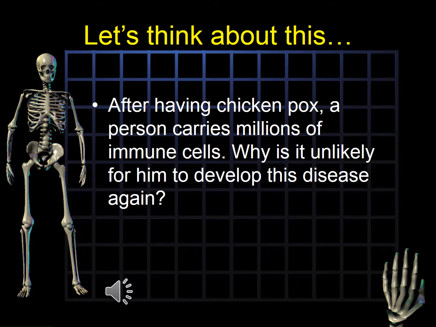Okay, this gets to why we have to take vaccines. So after getting chickenpox, a person carries millions of immune cells, or cells that are able to make antibodies that recognize the chickenpox virus. So, are you likely to get chickenpox again? If your answer is no, that's because you understand that your immune system is remembering how to capture the bad guys now. And now that it had it already, it will remember and create a lot of antibodies to fight the disease, and you'll never have to have it again.